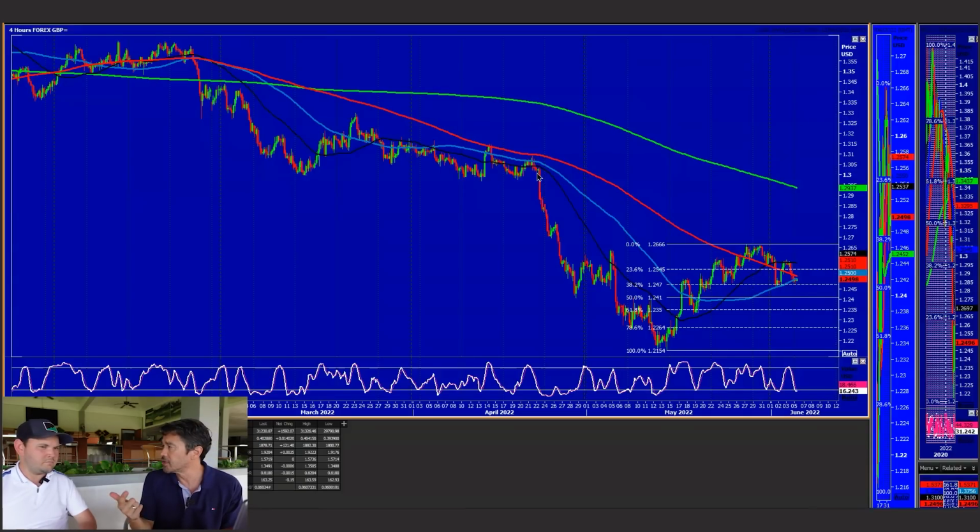50, 100, 200, 500. Those are the moving averages that I use across all my time periods. Interesting. And I think they work well as support and resistance levels. I look for the moving average crossovers and all the other things you're supposed to do with moving averages.